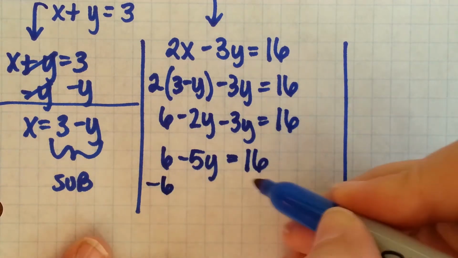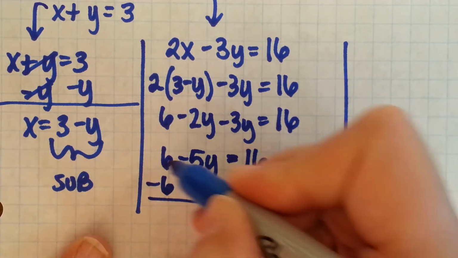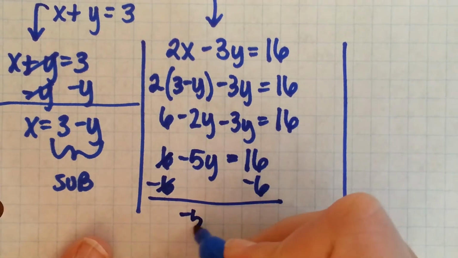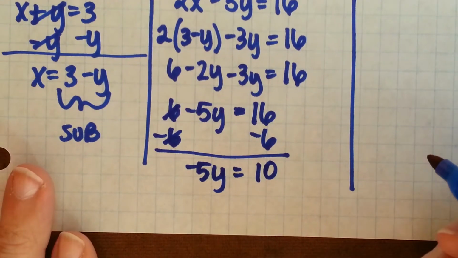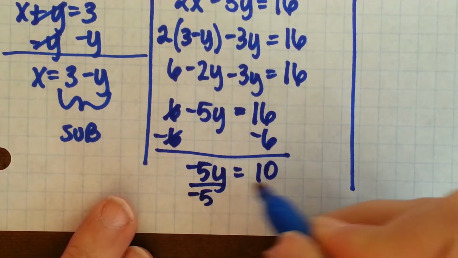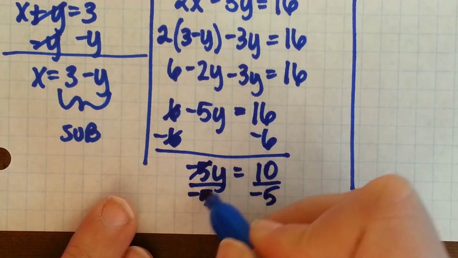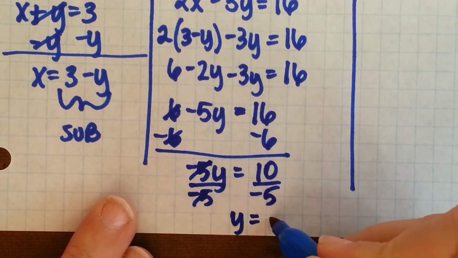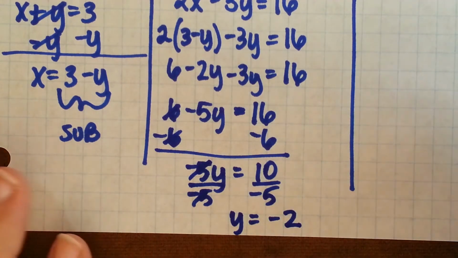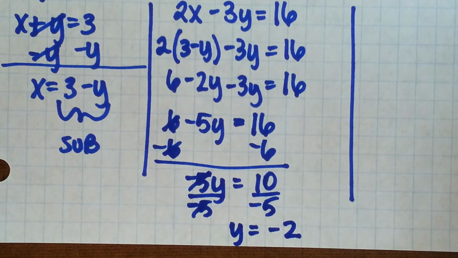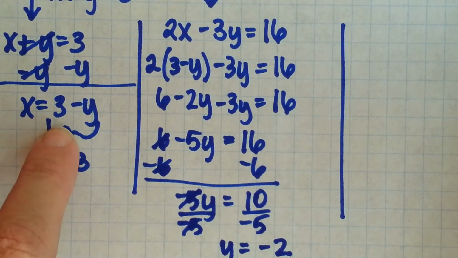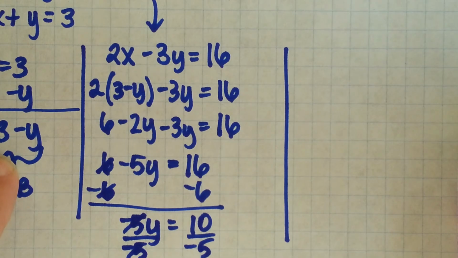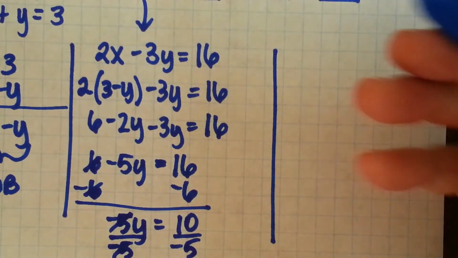Next I subtract 6 from both sides, giving me negative 5y equals 10. If I divide both sides by negative 5, I have y is equal to negative 2. Now that I know what the value of y is, I can substitute it back in to any of my previous equations. I'm going to use my sub-equation to start the third column.